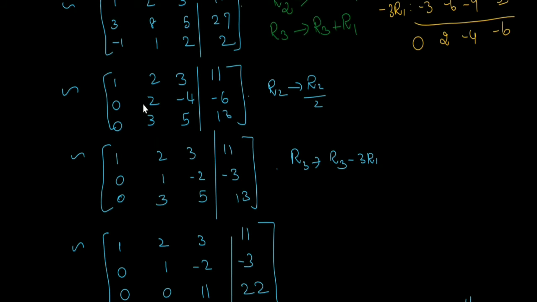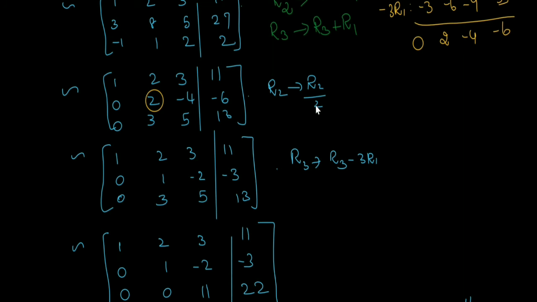Now come to the second row. The first non-zero entry is 2. So all the elements below that should be 0. So that means we have to make this 3 as 0. Before that, you can observe one thing. All the entries in the second row are multiples of 2. So just observe the rows before you proceed.